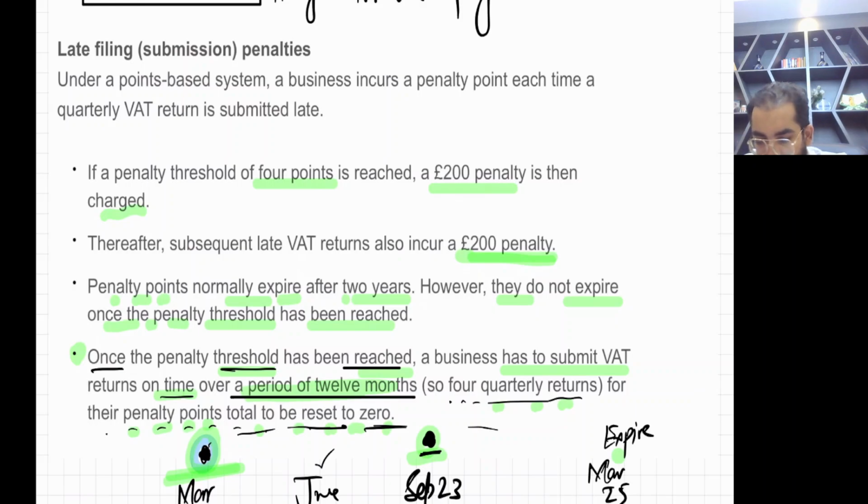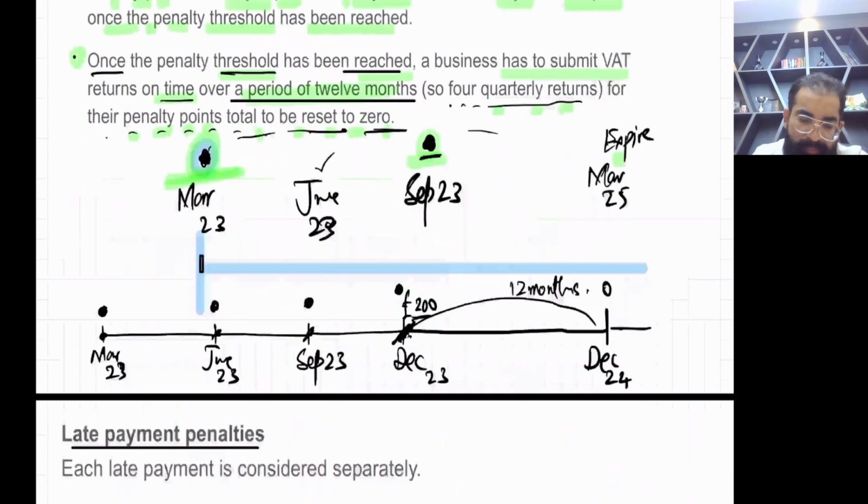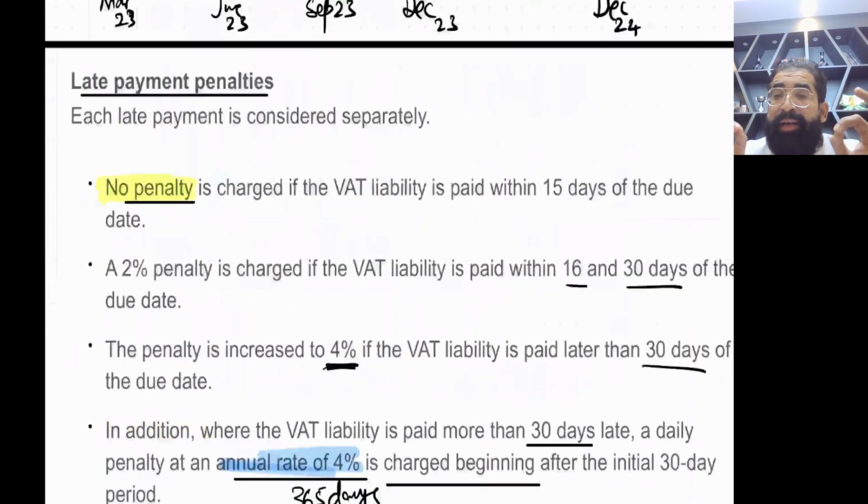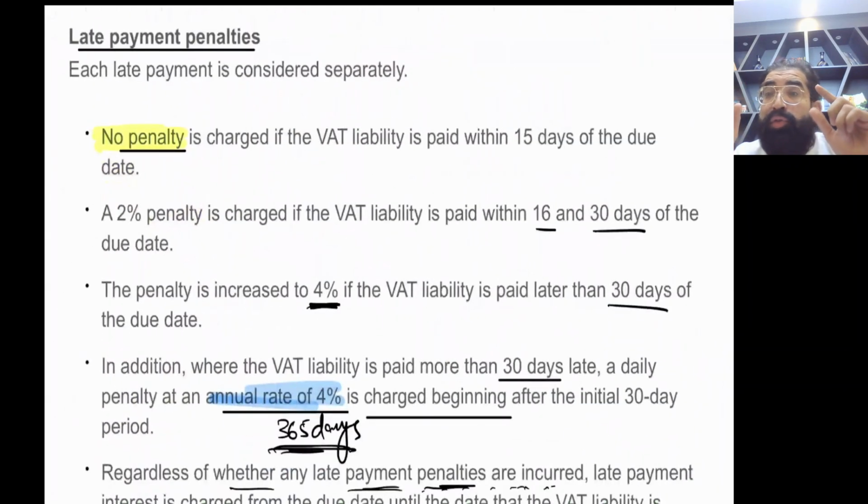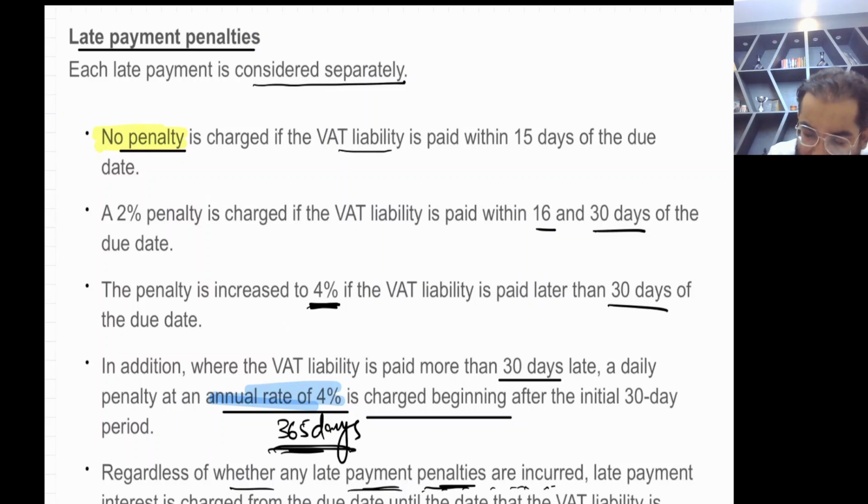Okay, you got it. Now we are starting late payment penalties. This is a separate thing. Now if you pay your VAT late, then these are the penalties. Each late payment is considered separately. First line, no penalties are charged if the VAT liability is paid within 15 days of the due date. You know the due date is 1 month and 7 days. If you pay within 15 days of the due date, no penalty.